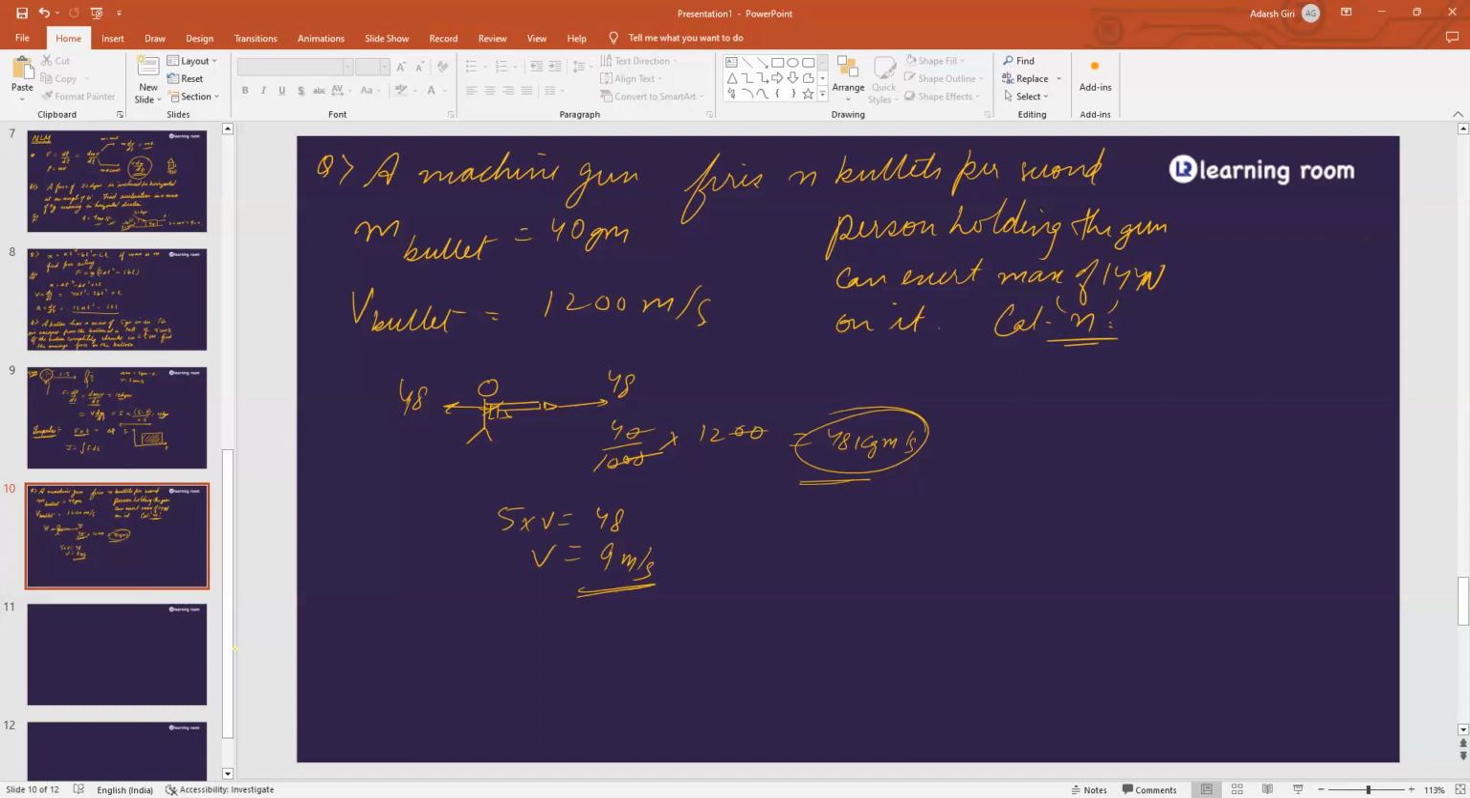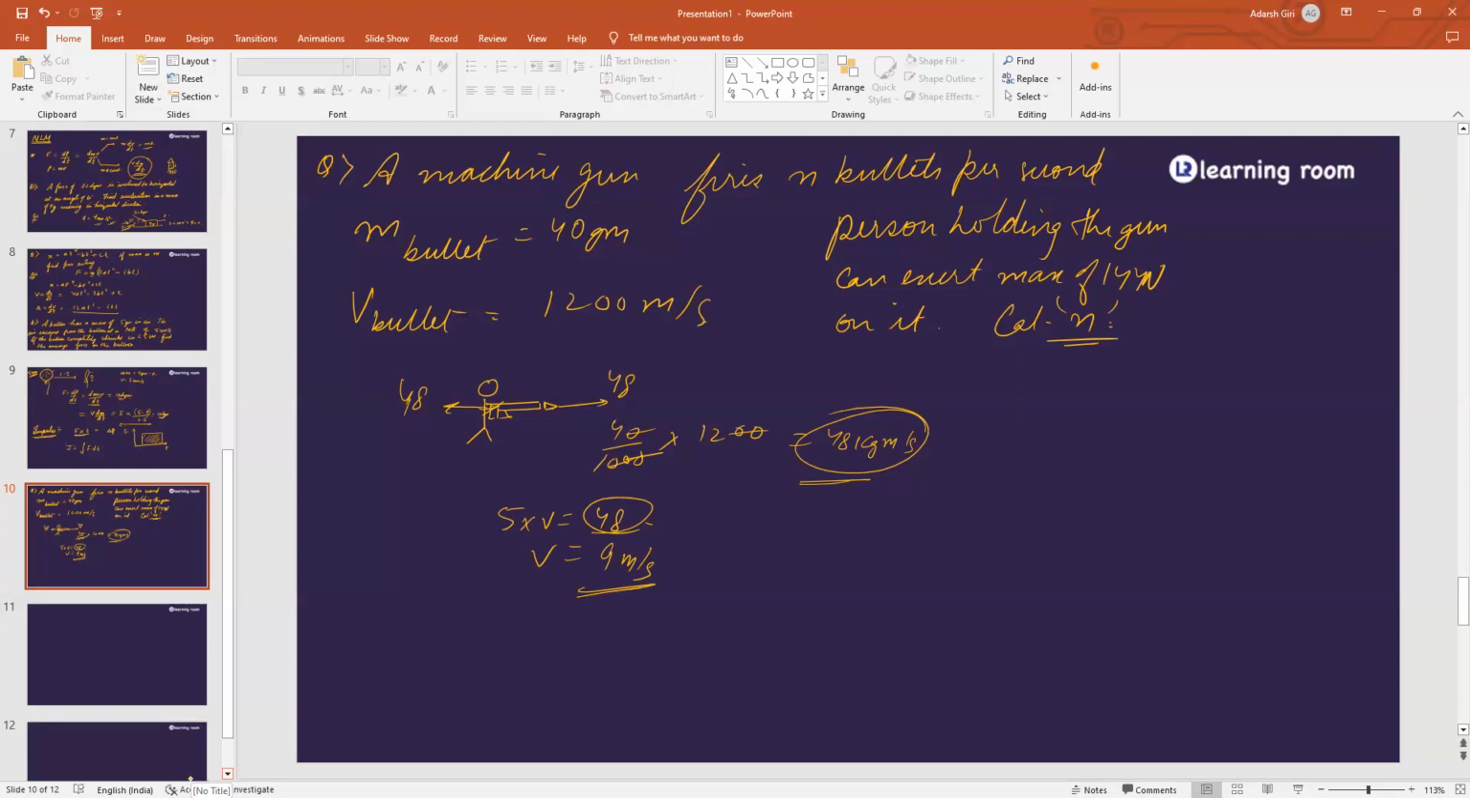Now see here, the change in momentum was there, because the gun was initially at rest and finally you gave it a momentum of 48. So there was a change in momentum, and some time period was also there. Let us say that it generated this in 1 second. So 48 by 1 will be your force, 48 newtons. Are you getting my point?